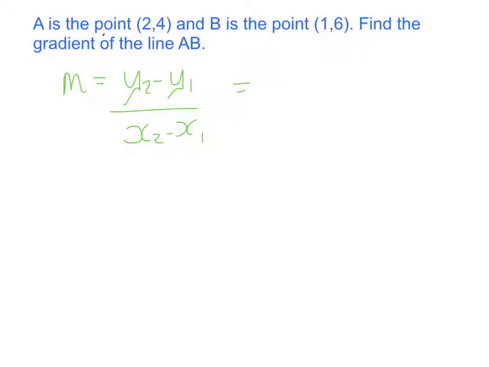So I'm going to choose to do 6 minus 4, and what that means is because I've chosen 6 first in my y coordinates, I have to choose the corresponding x coordinate first. So I need to use 1 minus 2. And that gives me 2 over negative 1, which is the same as negative 2. 2 marks there, 1 for using the gradient formula correctly and 1 for my answer.